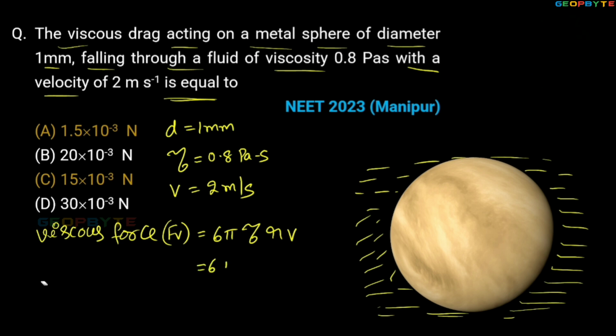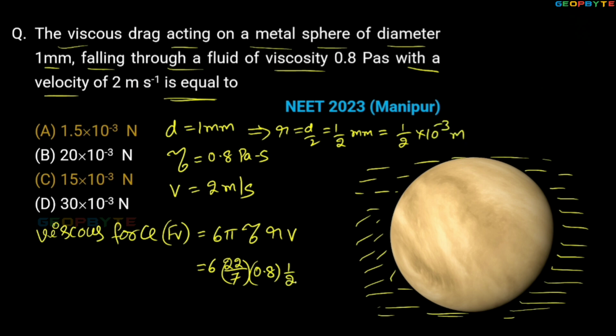It is equal to 6 into pi, I can write 22 by 7, viscosity is given 0.8. Now, this is the diameter. Radius R equals D by 2. D is equal to 1 mm, so R is 1 by 2 mm, but it should be converted to meters: 1 by 2 into 10 power minus 3 meters, multiplied by the velocity 2. Simplifying this value, we get around 15 into 10 power minus 3.